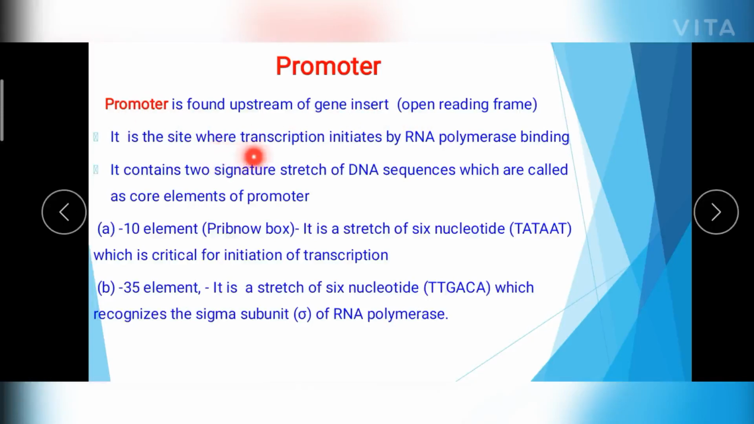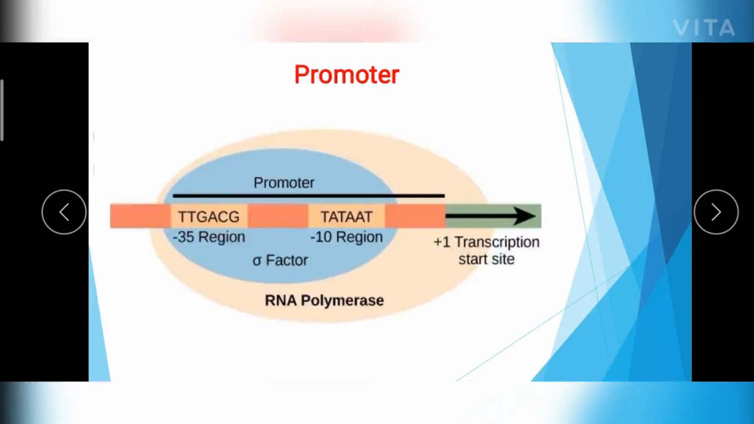So this site helps in initiation of the transcription. When the RNA polymerase enzyme goes and binds to the promoter, then the transcription process starts. Particularly this promoter region contains two conserved or consensus sequences in the -10 and -35 region.